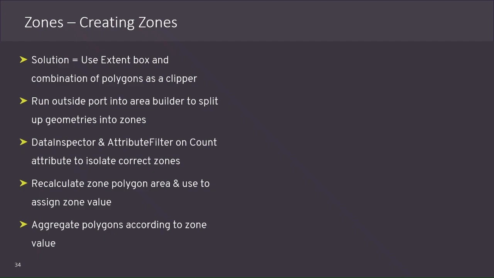So once you've clipped it all up and you've got your right zones, you then have to recalculate the area because the polygons have changed from the clipping, and then again use those values to assign what the zones are. And then finally, I think it's just zone 7 that has 2 of its zones in the top corners of the PDF. You aggregate those according to the zone value to then get your final output.